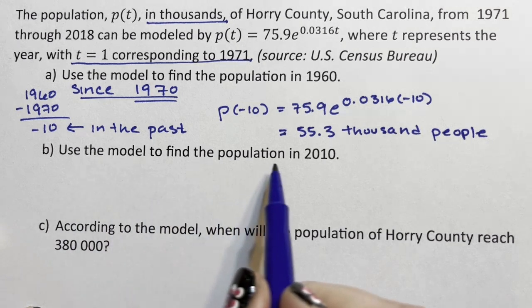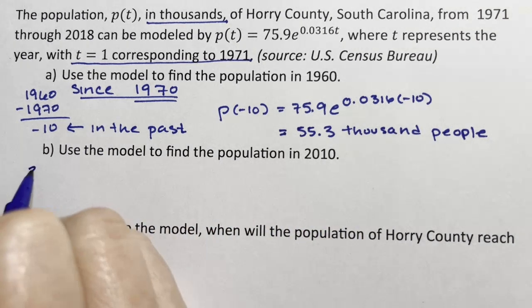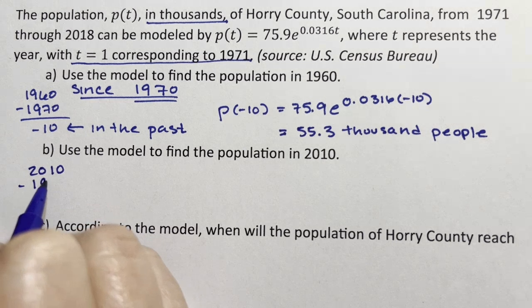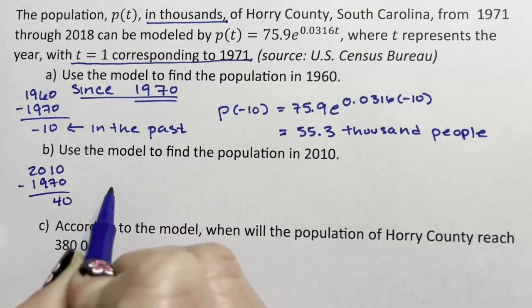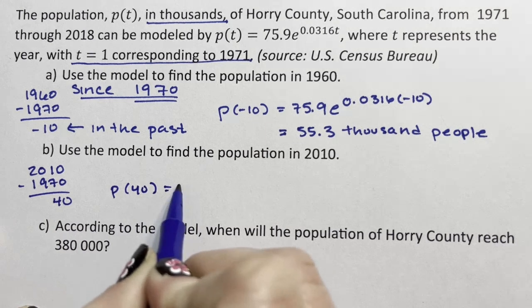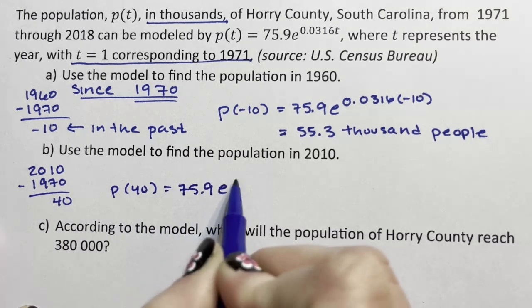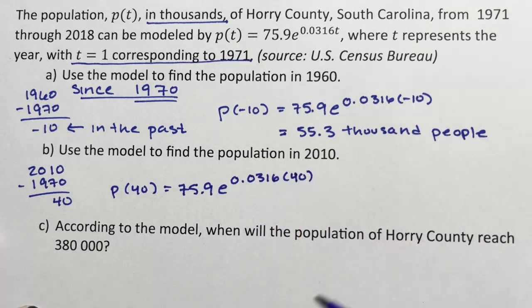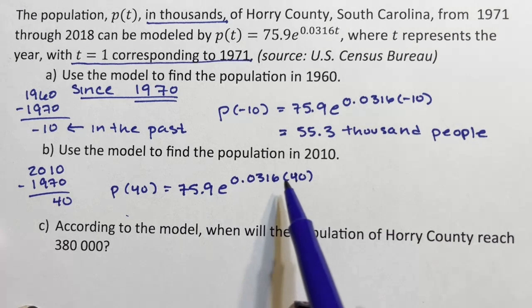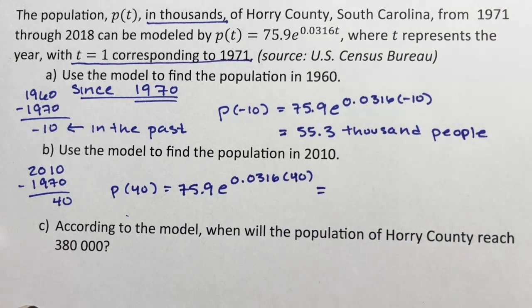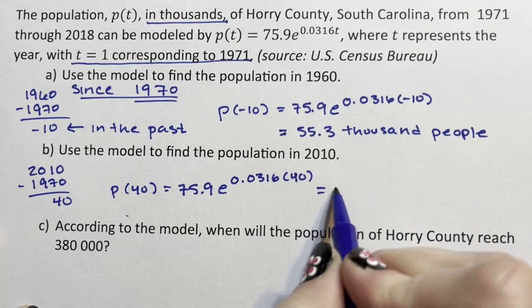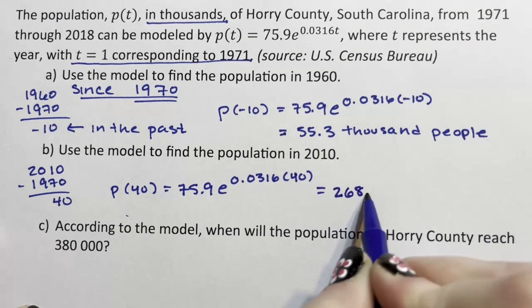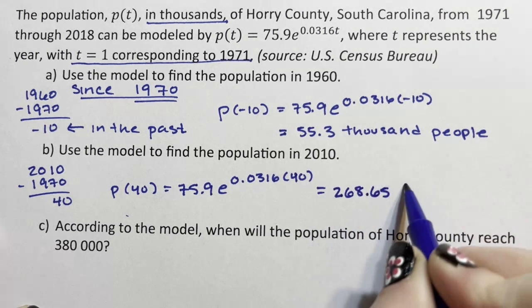All right, use the model to find the population in 2010. Same repeat, 2010 minus 1970, in this case is 40. P of 40. So in my calculator, when I did this calculation, I just backed up, changed the -10 to a 40. I didn't retype in everything because I have a scientific calculator with multiple line display, and I just backed up and changed the number. It was very easy to get this into my calculator. I got 268.65, again, thousand people.